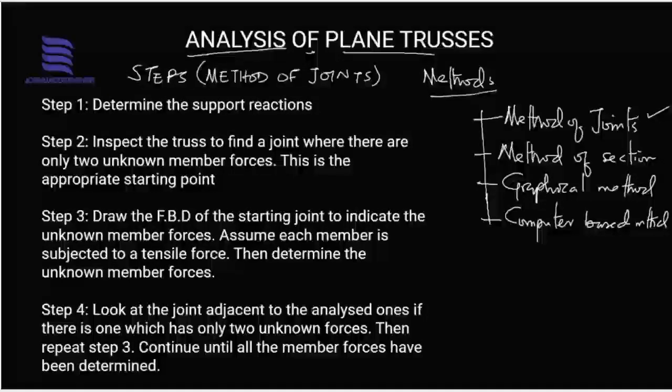Step 4 says look at the joint adjacent to the analyzed ones. If there is one which has only two unknown forces, then repeat step 3, the one before this step. Continue until all the member forces have been determined. If you do not understand what I just said as the 4 steps, do not worry, as I'll take you one after another till we get our solutions. So we have a practical example to show all of these things we have just said.